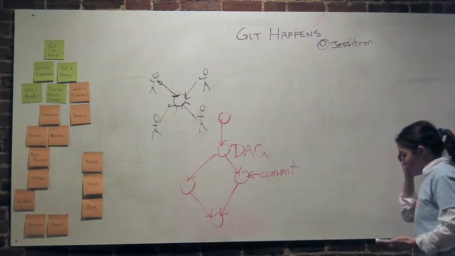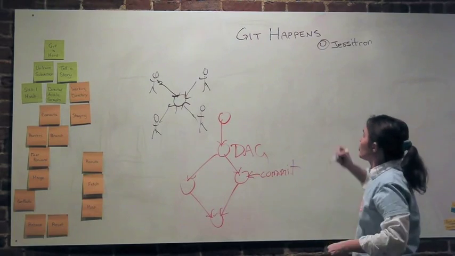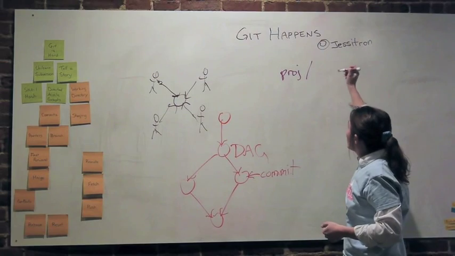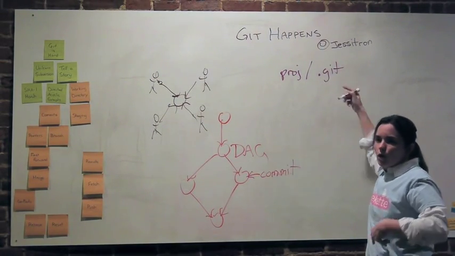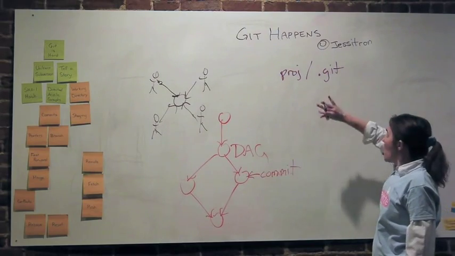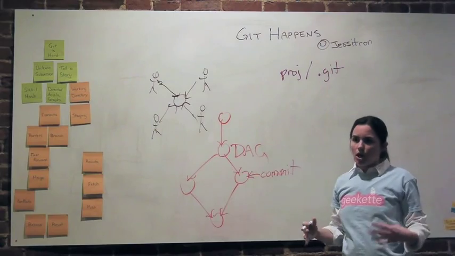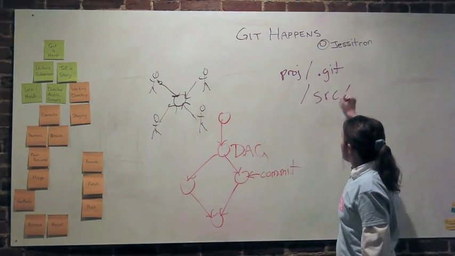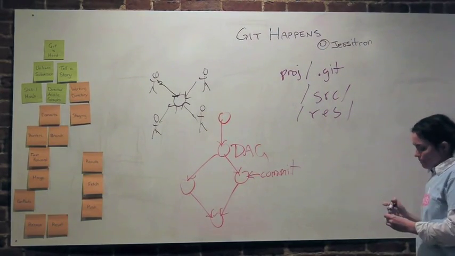So the working directory is a really easy concept in a lot of senses because you have this in Subversion. It's just whatever directory you decide to store your project in. It typically has a .git subdirectory where all of the Git stuff is stored, all of the repository history forever and ever, which is typically smaller than your actual source code. And then it has a bunch of other directories, whatever, source, resources, this is your choice, this is your repository.